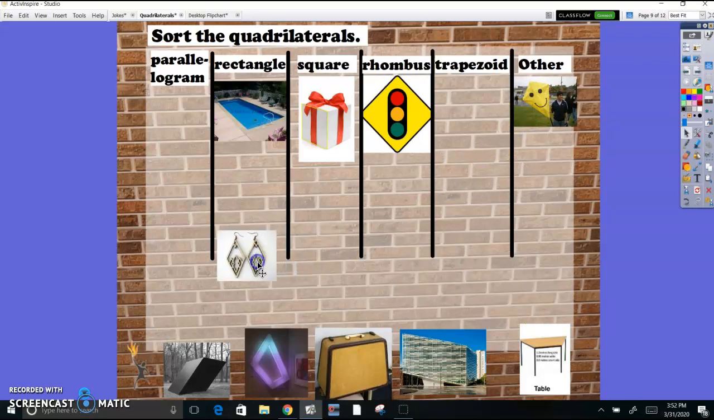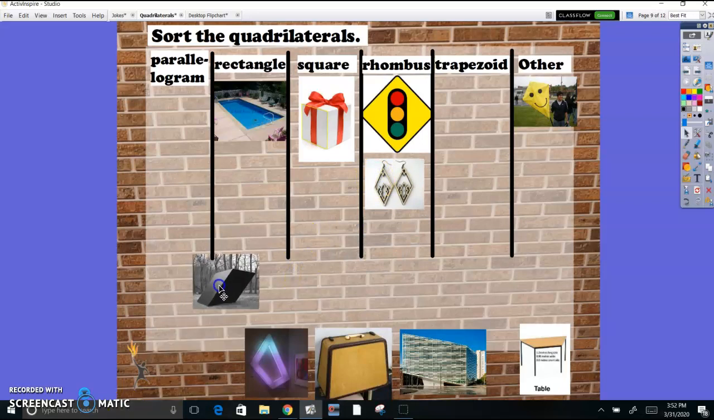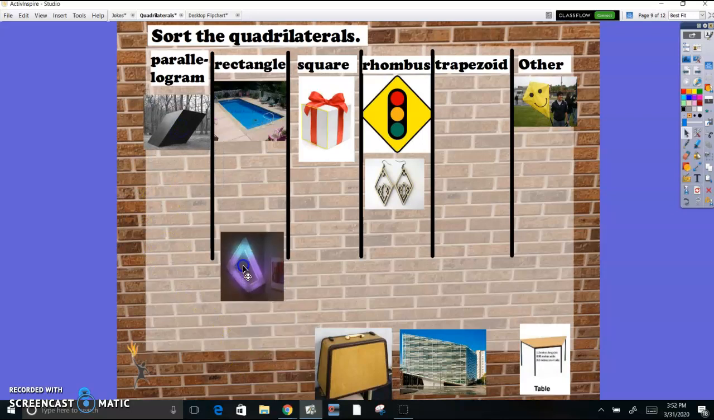This pair of earrings looks like each side is the same length. So this is a rhombus. This sculpture here has 2 pairs of parallel lines. This is a parallelogram. This one looks like a trapezoid.